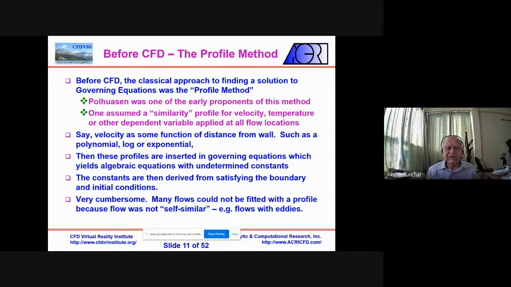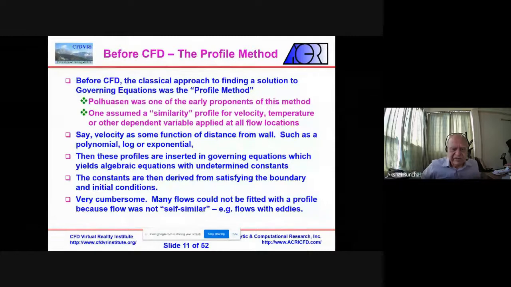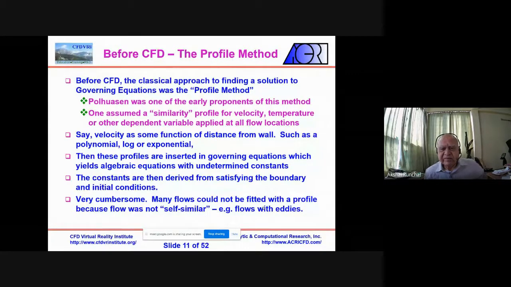So before computational fluid dynamics, as everyone knows, I'm not going to dwell on it too much, the Navier-Stokes equations, which govern the fluid flow, are the hardest equations to solve. There is even a $1 million prize today if somebody can find an exact solution of the Navier-Stokes equations. So what people did was they assumed that a flow behaved in a self-similar fashion. What that means is that if we determine the velocity profile at one point, like in a tube, it's a parabolic profile, then it stays parabolic throughout the pipe.